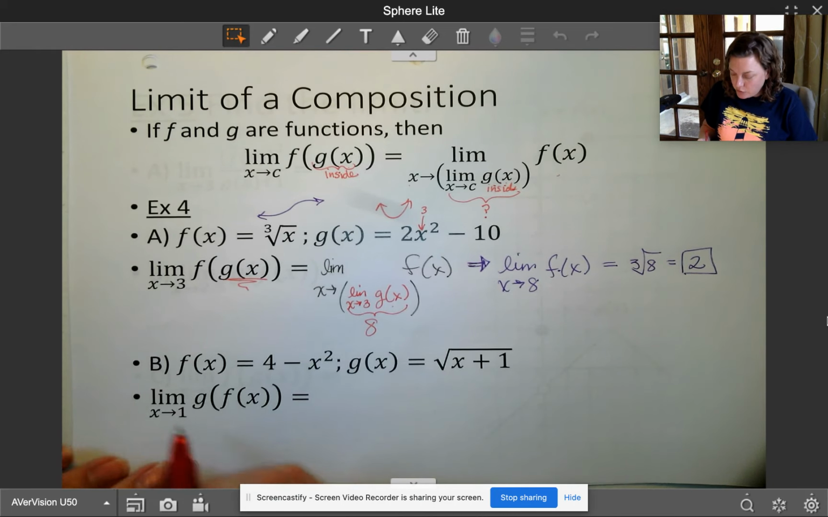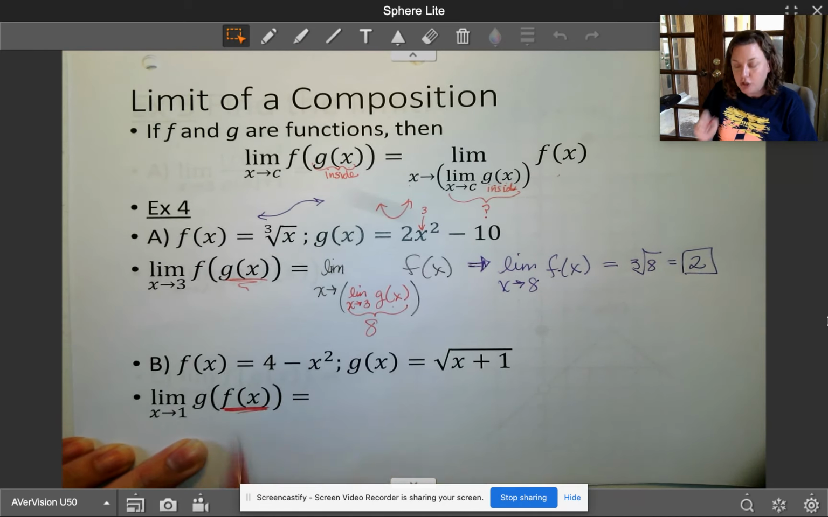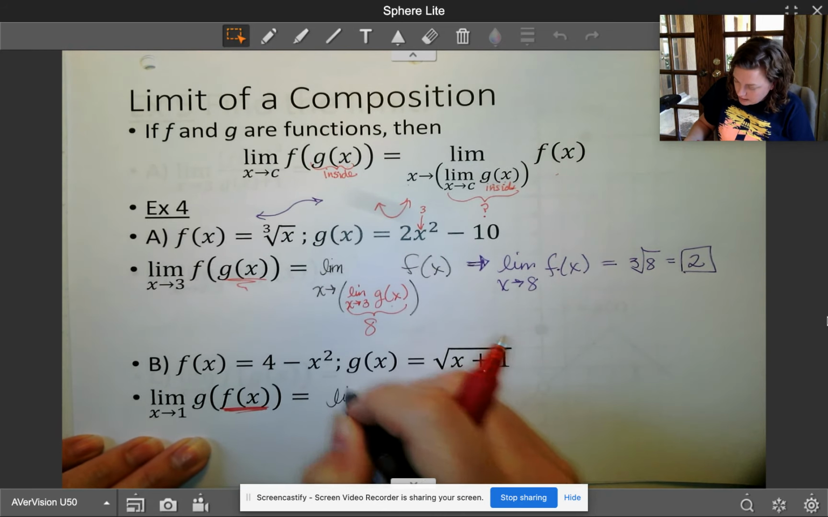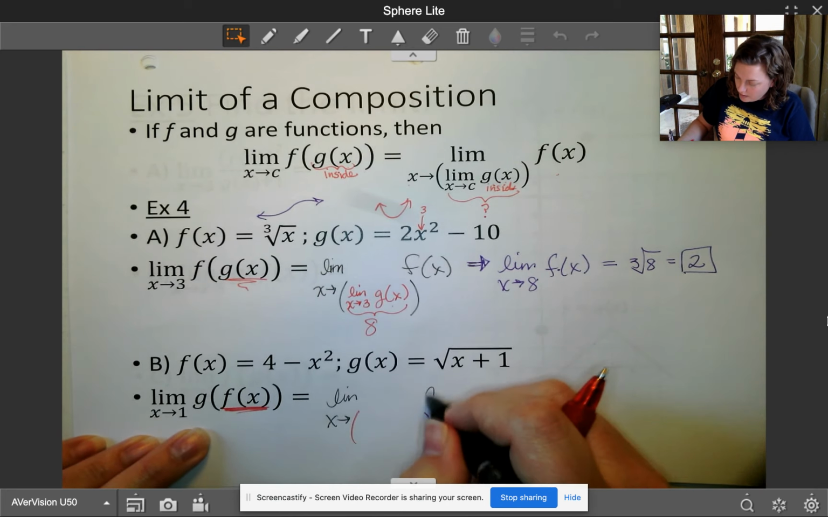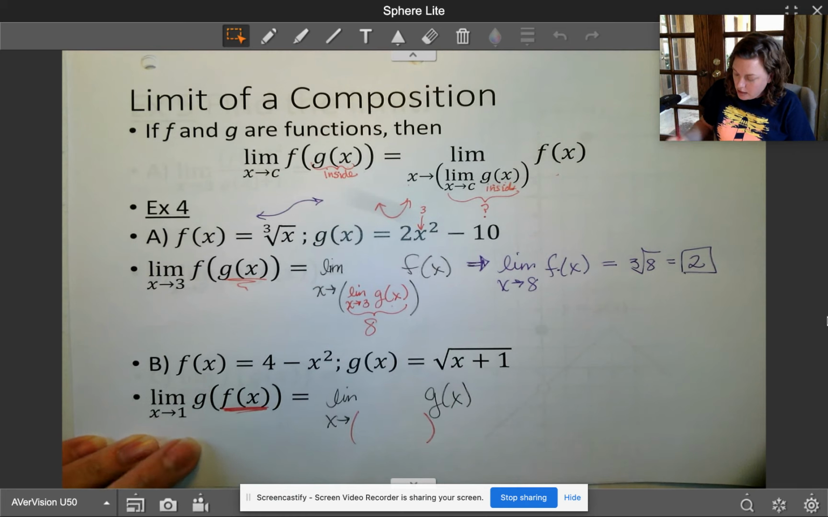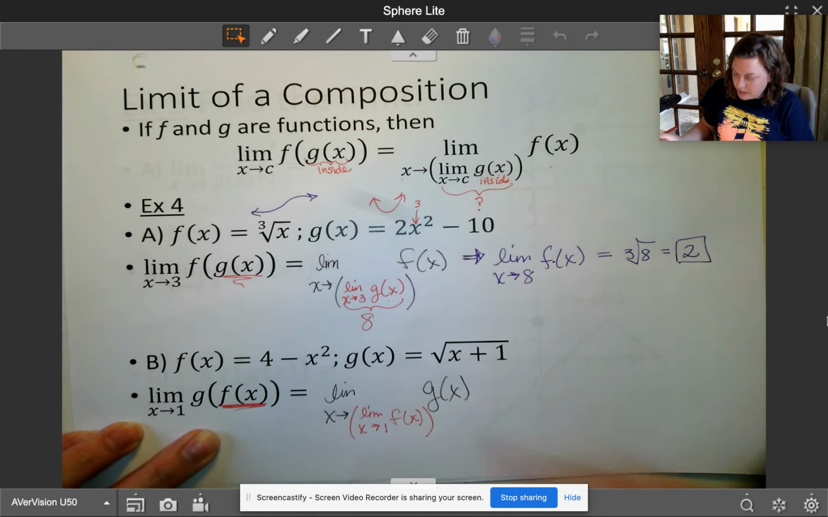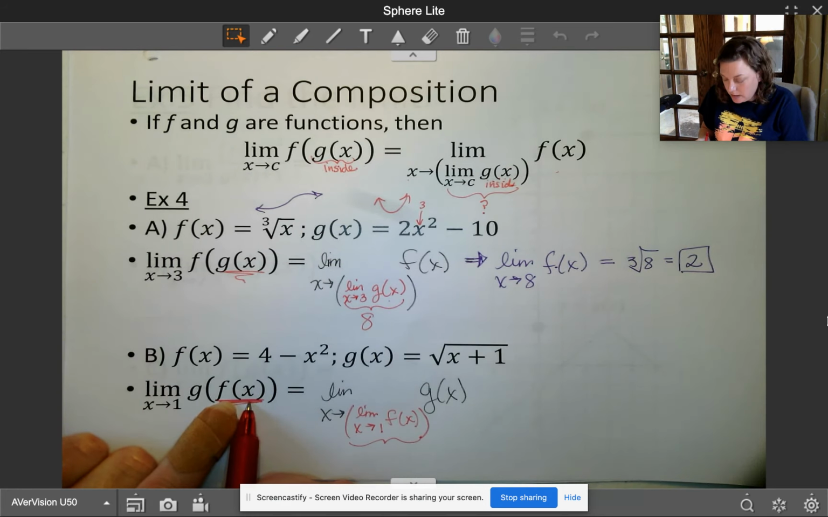All right. So once again, down here, we got some new f and g functions, and I want to find the limit as x approaches 1 of g of f of x. So again, we need to start with the inside function. So I'm going to have my limit as x approaches something of the outside function. And I need to start on the inside using what they gave me. Limit as x approaches 1 of this inside piece. So that's where we're starting. Right here, we want to figure out the limit of the inside.